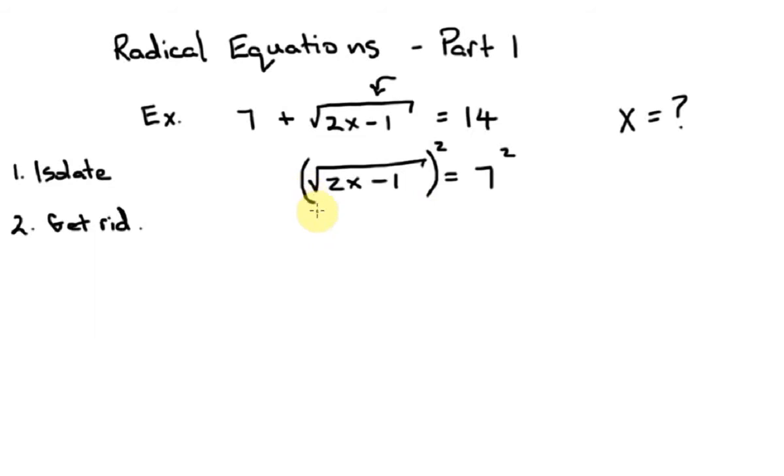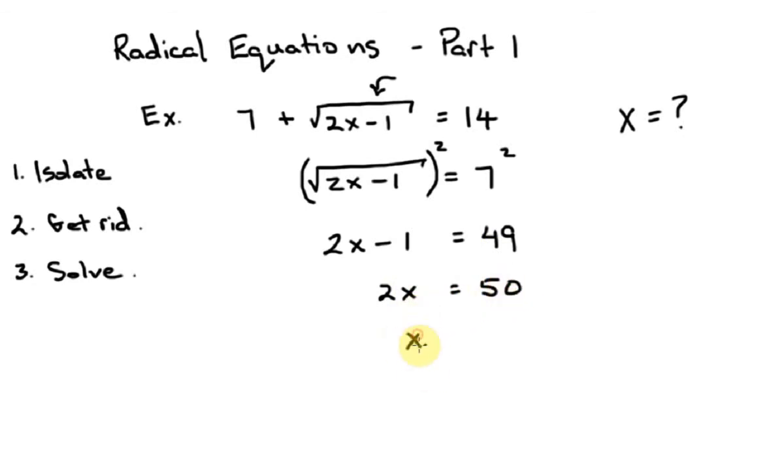Now, square rooting and squaring, they undo each other. They're inverse operations, so you end up with 2x minus 1. And over on this side, 7 squared is 49. Well, once you've done that, you finish solving. So just solve for your unknown. That's basically the steps. So now I'm going to add 1 over to the other side. So that's now a 50. And I'm going to divide by 2. It would seem to me that 25 is the mystery number.